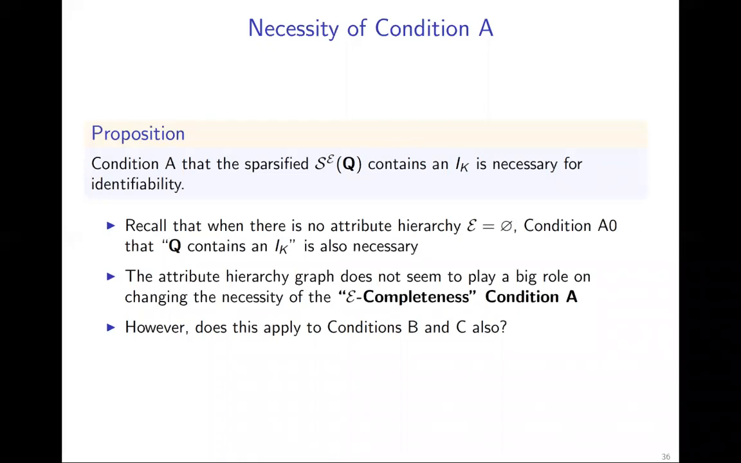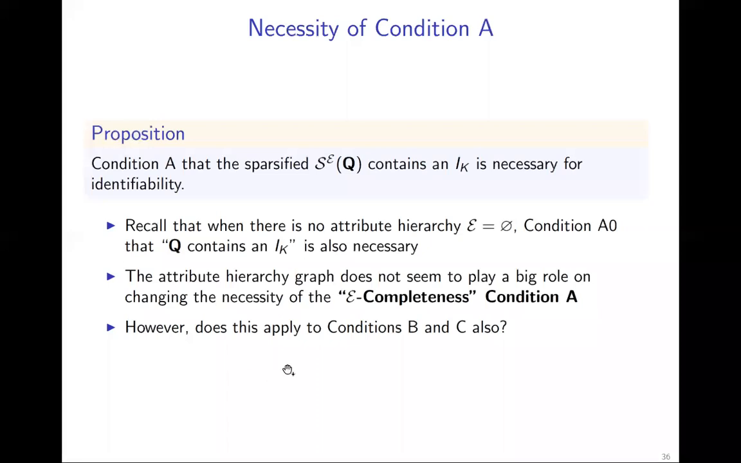First, about condition A. Condition A is actually still necessary for identification, which is stated in this proposition. Recall that in our previous result, when there's no attribute hierarchy, the previous condition A0, that Q contains an identity, is also necessary. So from this current proposition, it seems that the attribute hierarchy graph does not play a big role in changing the necessity of the epsilon completeness condition.